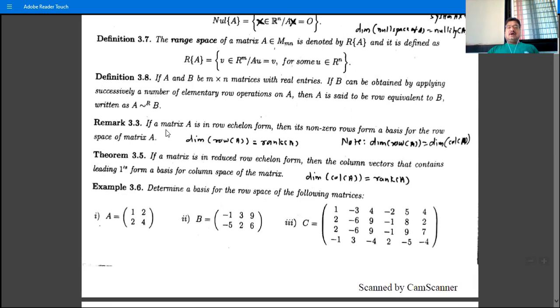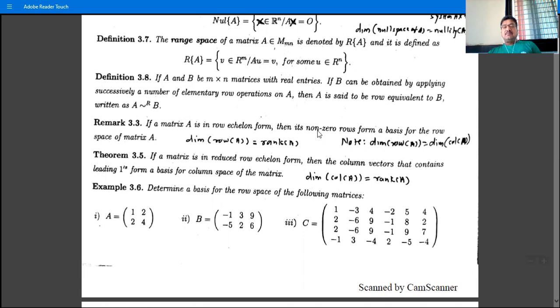So if a matrix A is in row echelon form, then its non-zero rows form a basis of the row space of A. This remark gives the procedure to obtain the basis of the row space of matrix A. If a matrix is in echelon form, then its non-zero rows form a basis for the row space of matrix A. That is, reduce the matrix A to row echelon form, or echelon form, one and the same. Then the non-zero rows form the basis for the row space of the matrix.